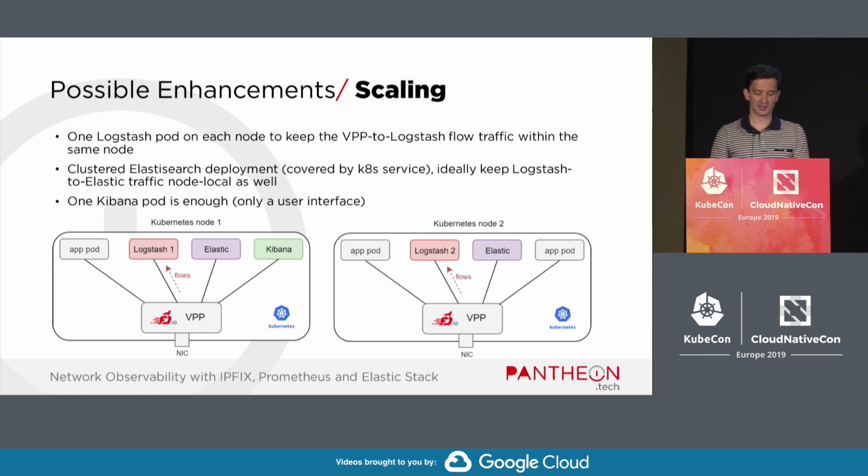So what I just demonstrated is just a proof of concept, pretty much. It was a one-node cluster with one Logstash instance, one Elastic instance, and one Kibana instance. In larger clusters, you would actually want to have the Elastic clustered so that it can handle all the flows. The number of flows that are coming from VPP to Logstash can be quite huge in clusters with heavy workloads. So in that case, you would actually want to have a Logstash pod running on each node so that the flow records do not have to travel between the nodes. Of course, you don't have to cluster Kibana. That's just a user interface. One instance is enough.